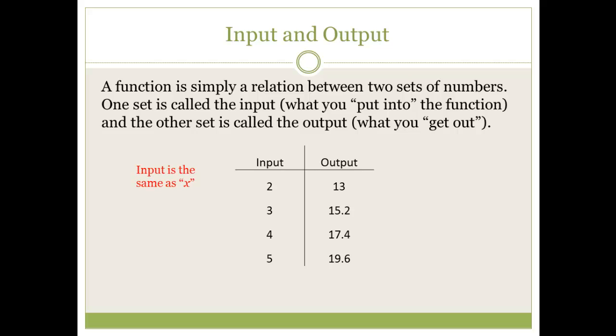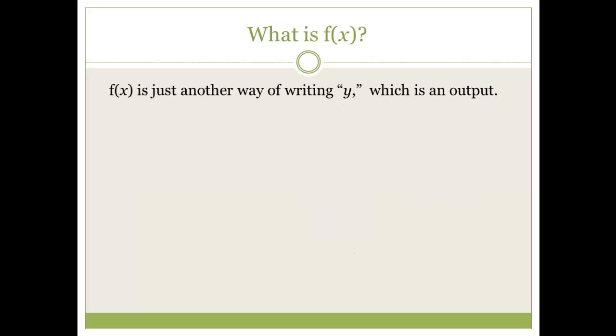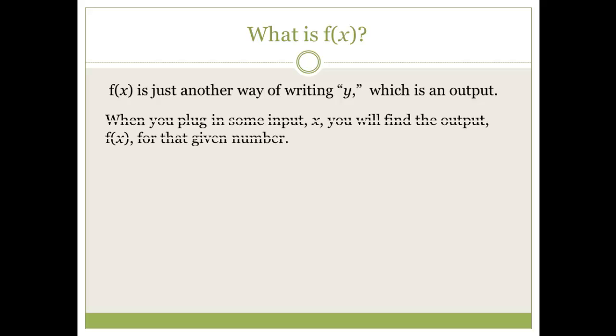The input is often referred to as your x value. Your output is the same as your y value, which is sometimes called f of x. What is f of x? F of x is just another way of writing y, which is an output. When you plug in some input, x, you will find the output, f of x, for that given number.